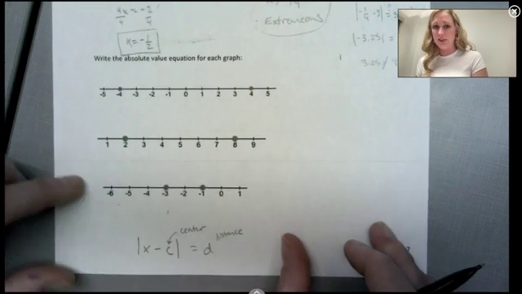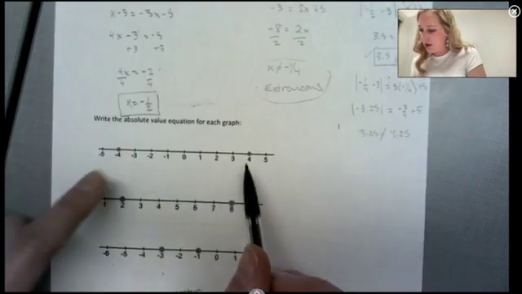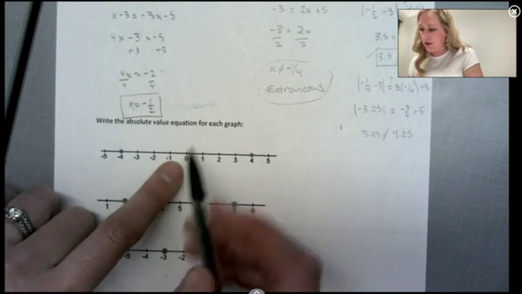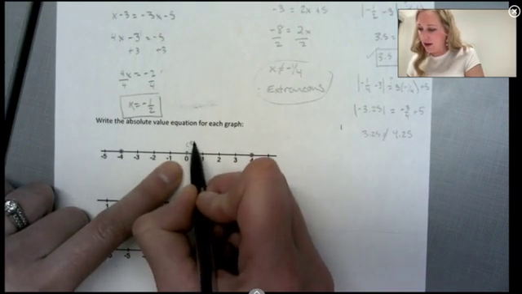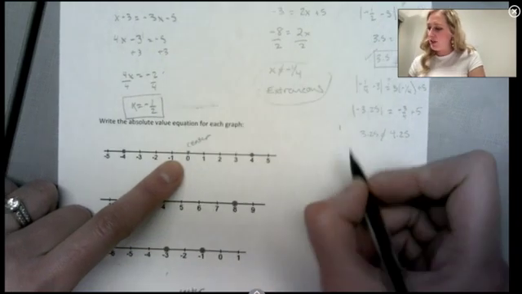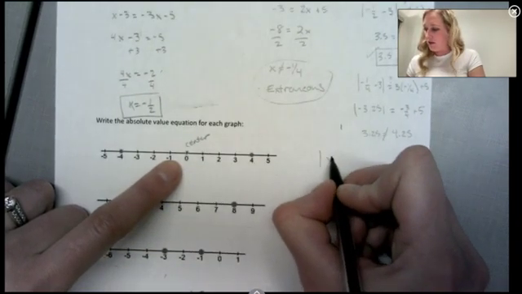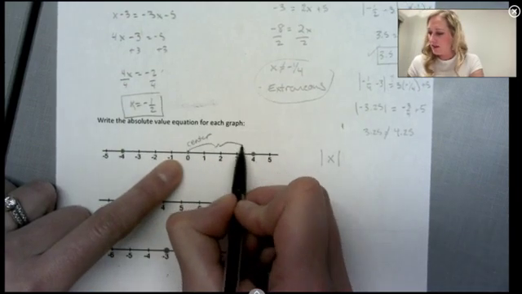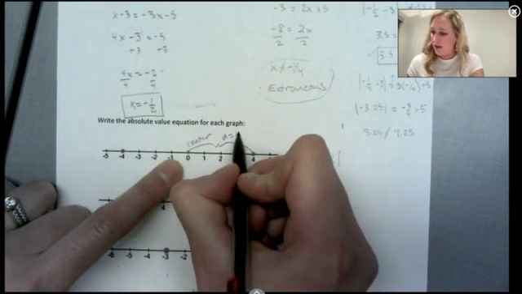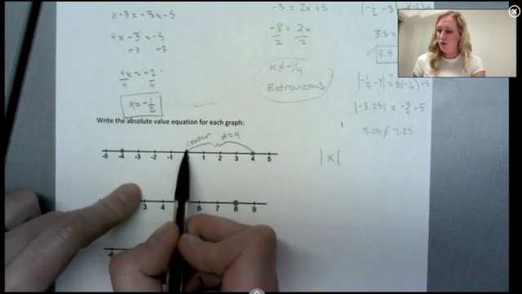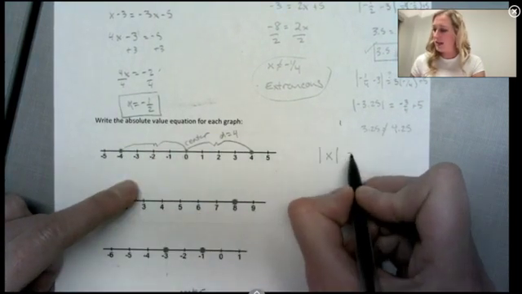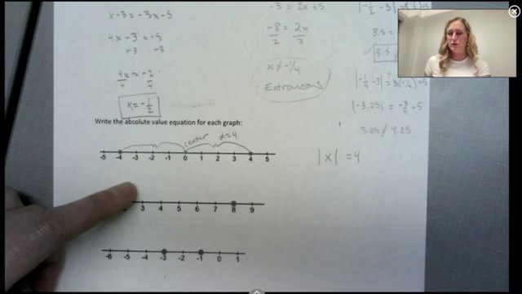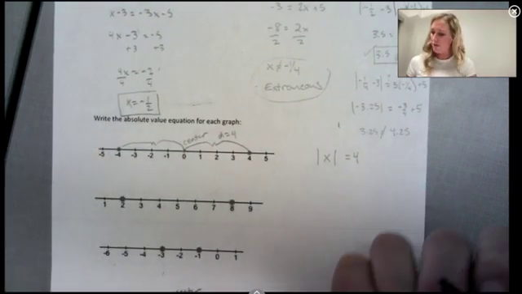So the first thing you've got to find is what is the center. So here I have negative 4 and 4, so halfway between those is going to be 0. So that's my center. That's my c. So the absolute value of x minus 0 is just x. Okay, and then the distance has got to be 4, because it's 4 to each of those. So I set it equal to 4. So that would be the absolute value equation that goes with this graph.